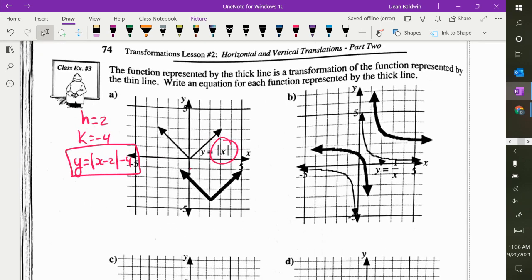Okay, B. Now this is a really funky graph. We're going to deal with these later on. When you have variables in the denominator, you get weird things happening to the graph. Okay? Why do you get weird things happening to the graph? What are you not allowed to divide by? 0. That's why you can't put 0 in here, okay?